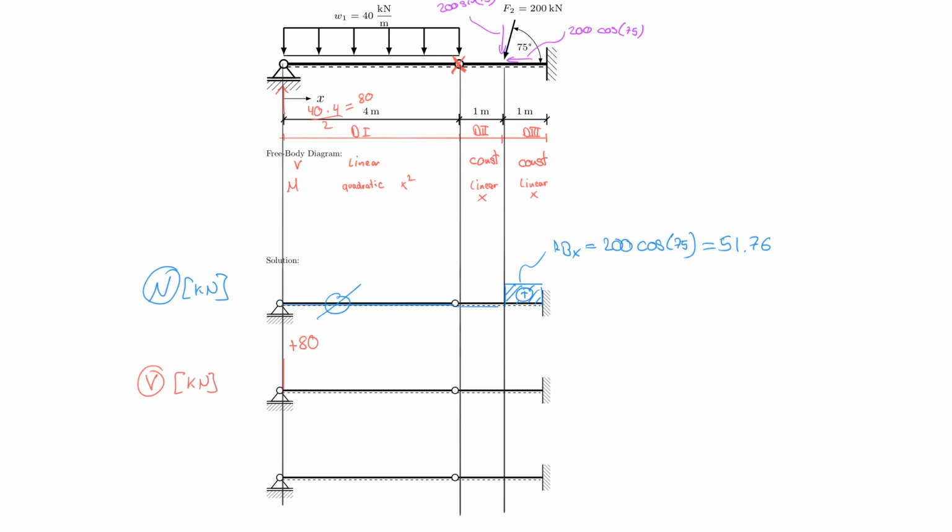So it goes linear down, and since it's an evenly distributed force that slopes down with 40 kilonewton per meter over 4 meters, it has to go down here to negative 80, if you will, right? And now it has to stay constant because there's nothing that happens between those 2 points. So I'm gonna go this way. And then it has to go down by the addition of 200 times sine 75. So I'm doing that. And then it stays constant.